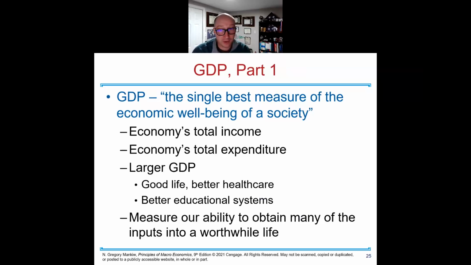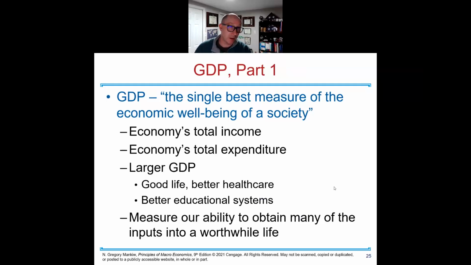Countries that have larger gross domestic products, the people in those countries have better health care, a good life, a good education system. Absolutely. GDP measures our ability to obtain many of the inputs into a worthwhile life. The wealthier you are, the better off you are. Typically, that's how it works.